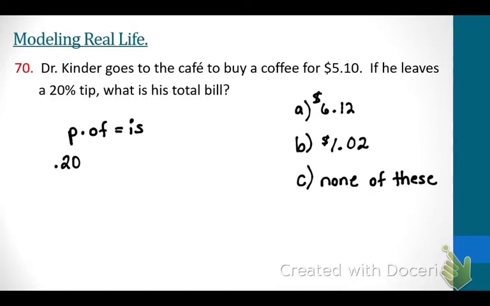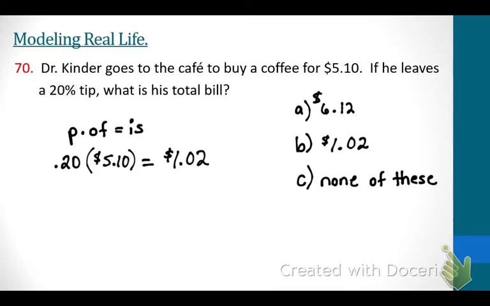Times of, times the whole amount he paid for the coffee. What did he pay for the coffee? $5.10. When you multiply that together, that's going to give you our is, which is the part that he paid for his tip. What did you get when you did that? Zion, what'd you get? I got $1.02. $1.02. And then you gotta add that.